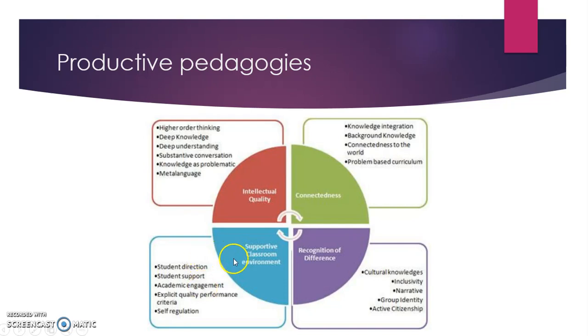Then we have the supportive classroom environment. It's really important for us to think about what our role as a teacher actually is. We need to support the students. We need to give them extra resources, but we also need to teach them how to become self-regulated. The learners need to understand that they also have some responsibility to do their own work, to go and find information, to try and see the relevance, to be motivated.